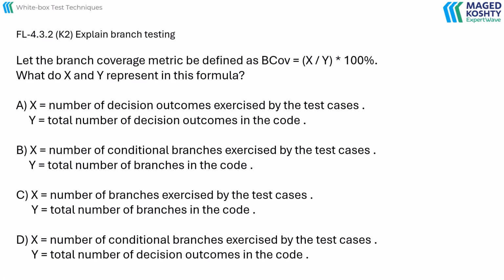A. X equals the number of decision outcomes exercised by the test cases. Y equals total number of decision outcomes in the code. Decision outcome means we consider only conditional branches. This is incorrect as X and Y are supposed to consider the number of total branches in the code, whether conditional or unconditional. B. X equals the number of conditional branches exercised by the test cases.